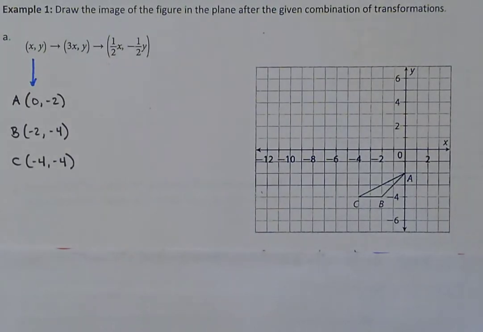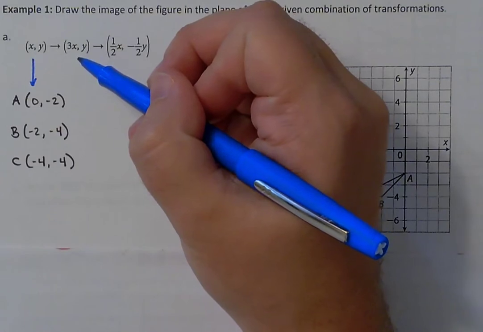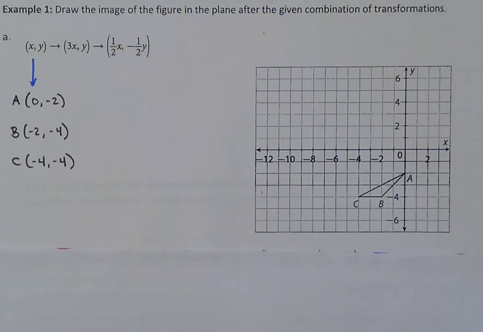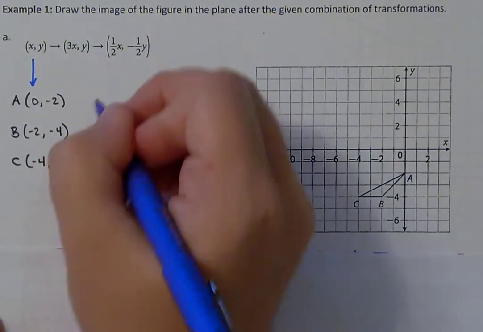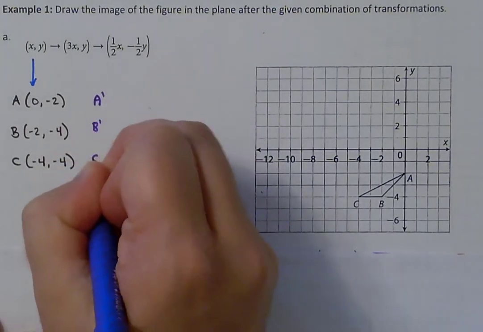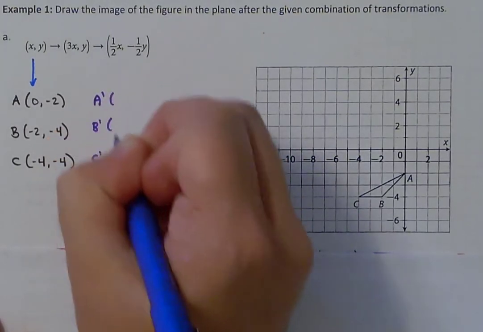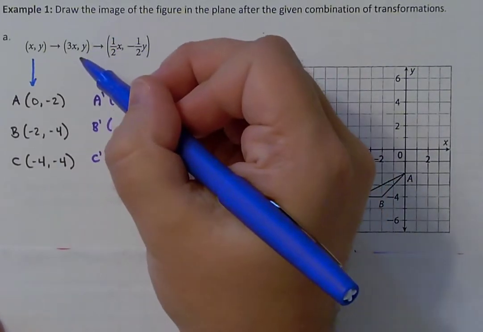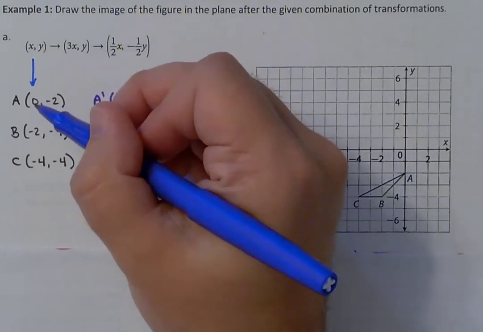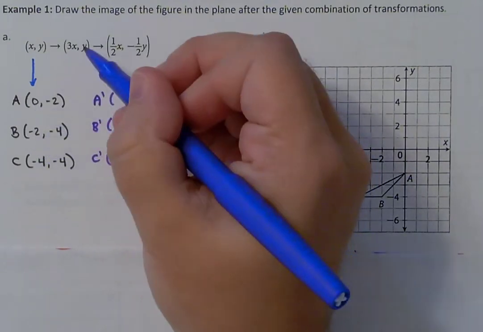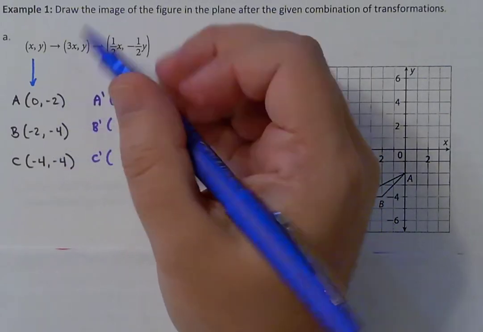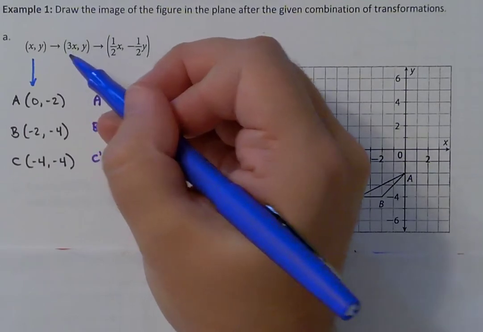Now, we already have our first set, so next we need to apply the (3x, y). So we're going to figure out our quote-unquote prime locations: A prime, B prime, and then C prime. So our rule for this one is (3x, y). That means I need to multiply all the x values by 3, and then all the y values stay the same. So what I'm going to do first is multiply all the x values by 3.